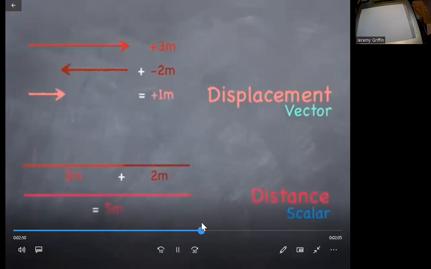Every once in a while I might slip up and use those interchangeably, or sometimes one is the other if you're just moving forward in a straight line. But there you go, there's the technical difference. Displacement, a vector: all you care about is beginning point, end point, the difference. Distance, you can actually add up everything that you went. Okay, so got some numbers.